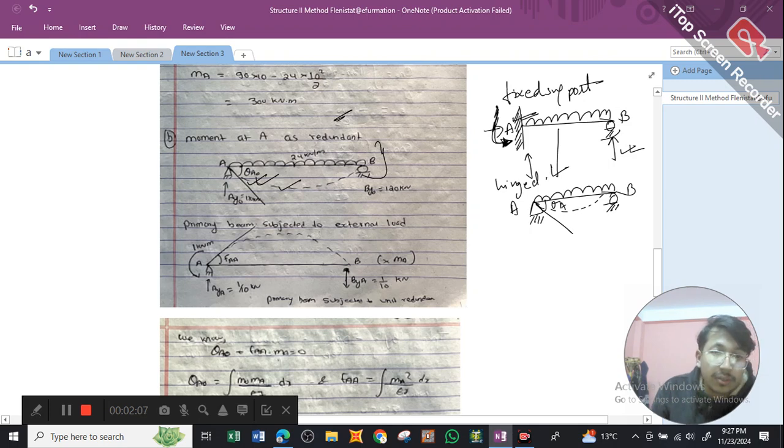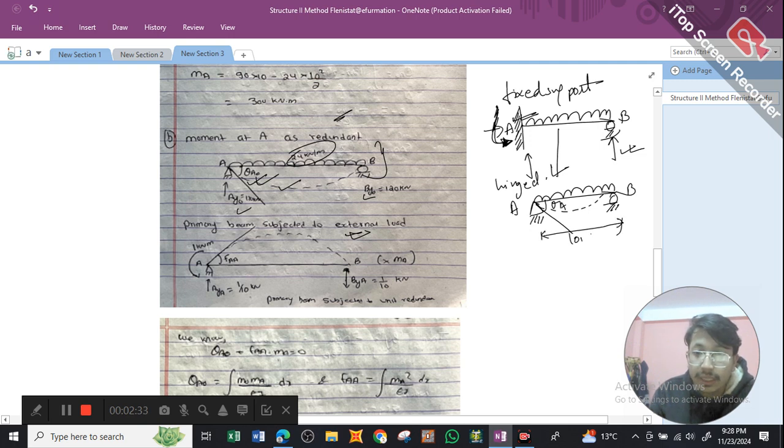Now, this is our primary beam subject to external load. The external load is 24 kN per meter. This will be our case scenario when our primary beam is subject to external load. We can also calculate the support reactions AY naught and BY naught, which should be equal to 120 kN, because we have a total span of 10 meters.